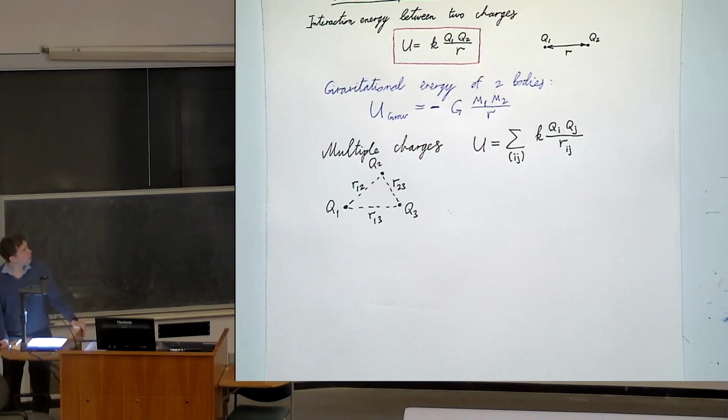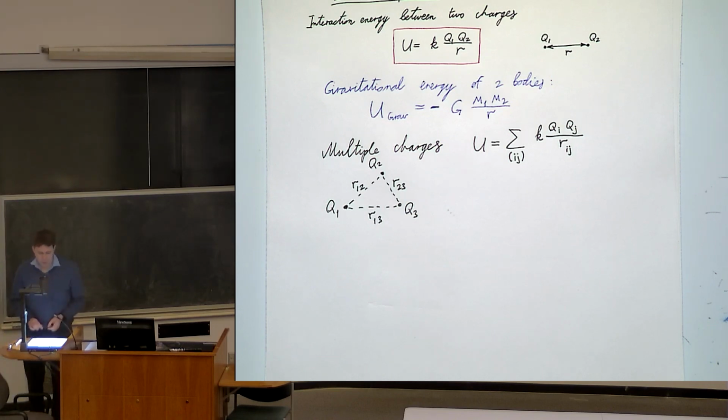And to find a question. Is i and j the same thing as i hat and j hat, just x and y components? No, in this case it's just indices, just labels of the charges. So when we talk about vectors, i hat and j hat are vectors. Here I use them just as labels.